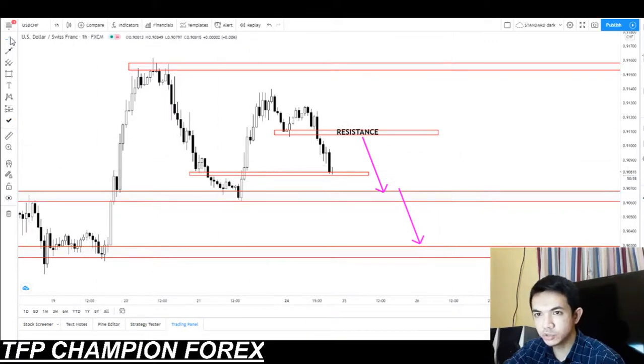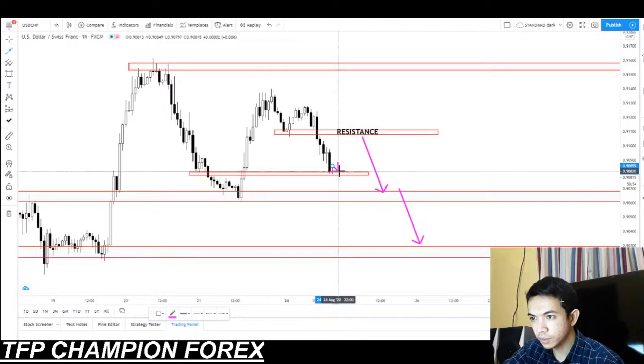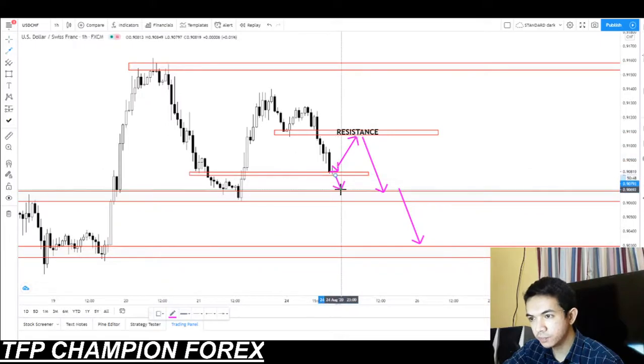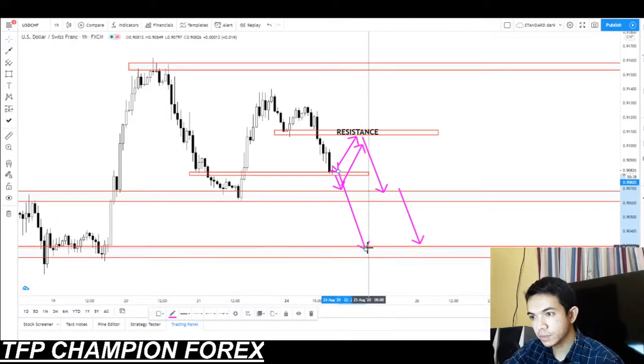So we have two scenarios. Either it will go through here, bounce, or here prior, right? Or even going straight here, right? So we have several scenarios here.